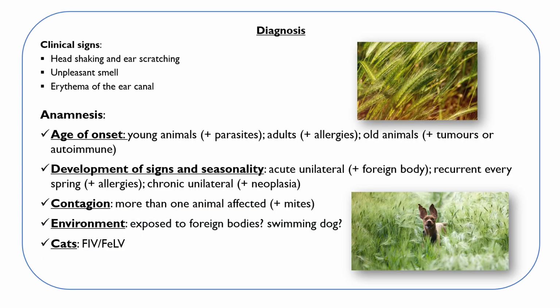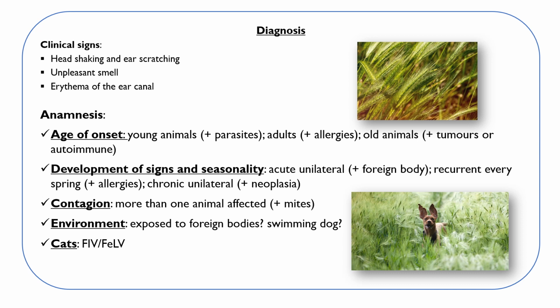The clinical signs the owner notices and leads him to the clinic usually are head shaking and ear scratching, unpleasant smell, erythema of the ear canal, so redness in the ear. It is very important, first of all, that the vet talks to the owner to see if there's a hint of what could be causing the otitis. So age of onset: young animals are predisposed to ectoparasites, adults are more predisposed to allergic otitis, old animals are more likely to have tumors or autoimmune diseases behind these otitis.